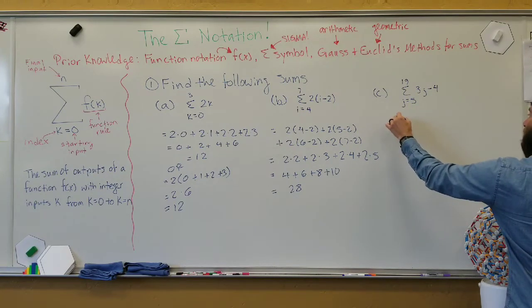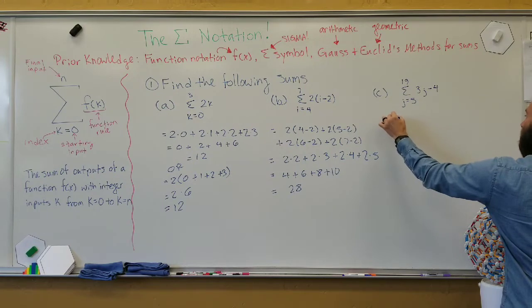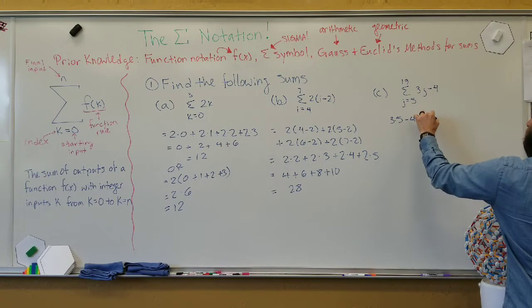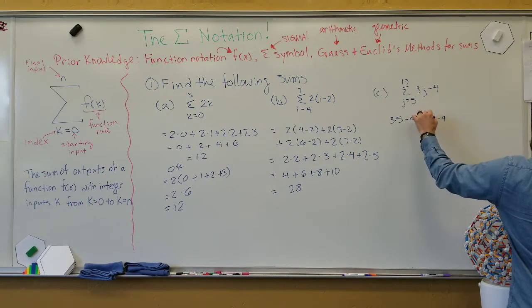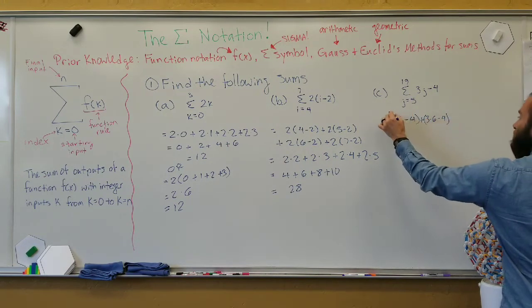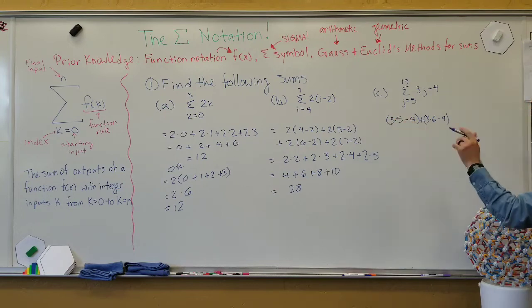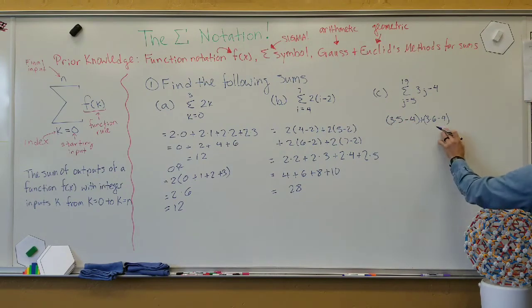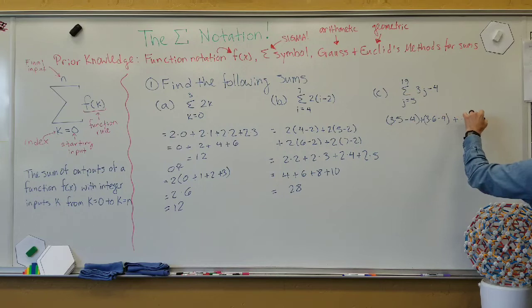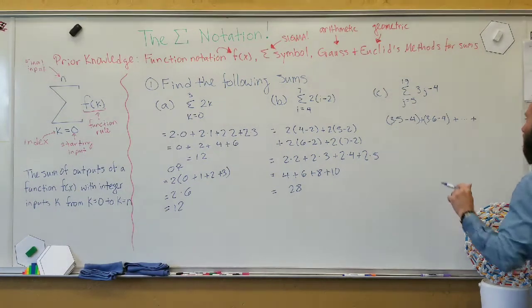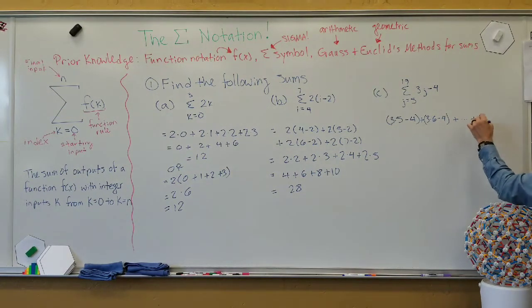This one again, so this becomes 3 times 5, minus 4, right? Plus 3 times 6 minus 4. I guess I'm going to use parentheses, I don't know, just to make it obvious which term. And then I'm going to use my little dots because I don't want to write the whole thing out, right? And in the end, I'm going to need to end up with 3 times 19 minus 4, right?